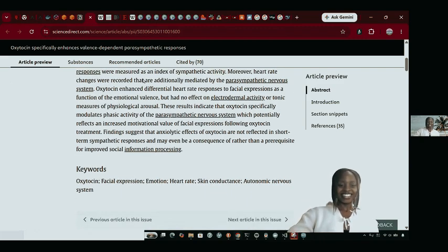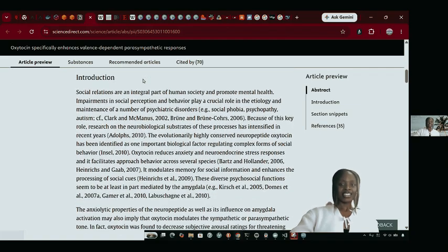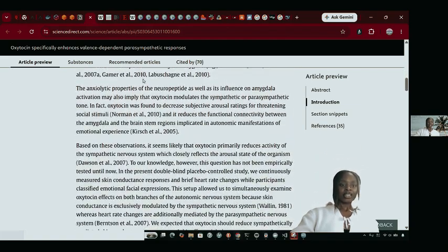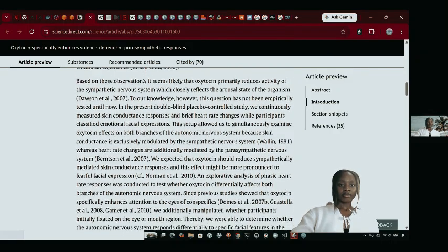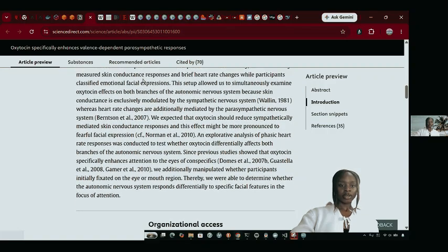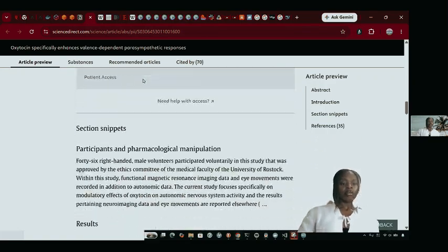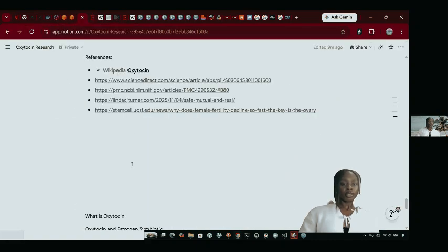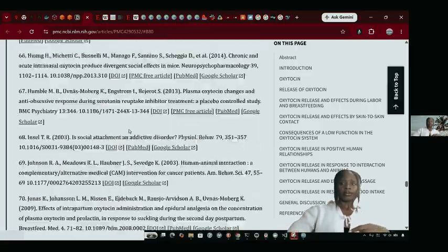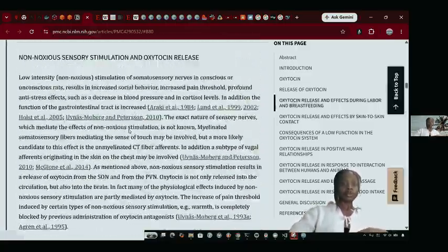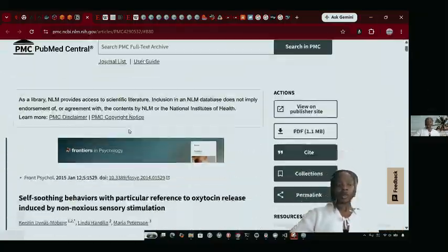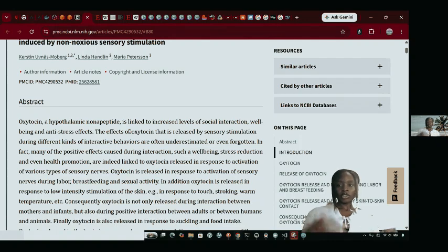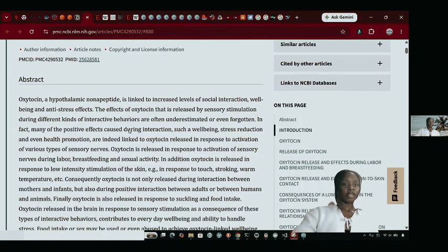So you can see that. I think this research is mostly about social interactions and oxytocin, right? Let's go to another one I looked at. Most of them kind of say the same thing, but each has tiny things to note to have a fuller picture, right?